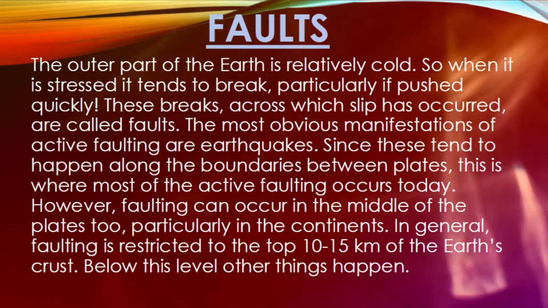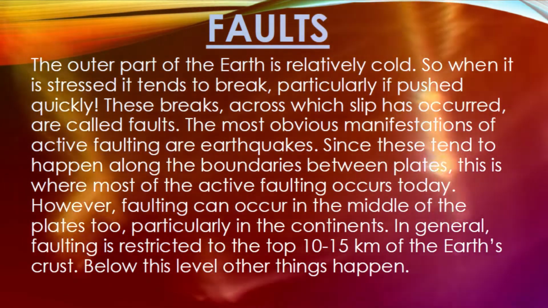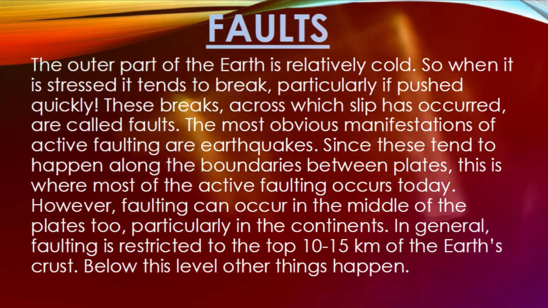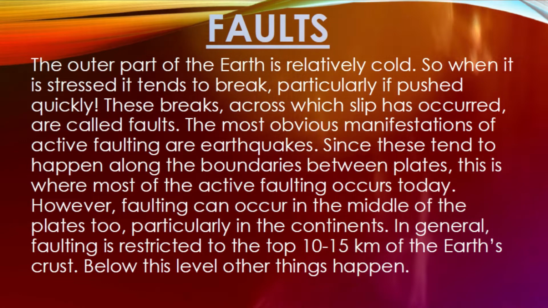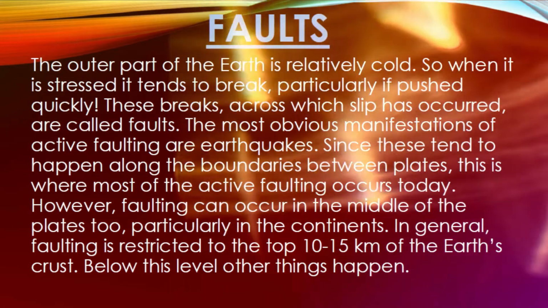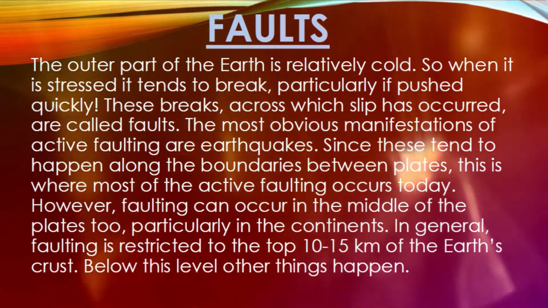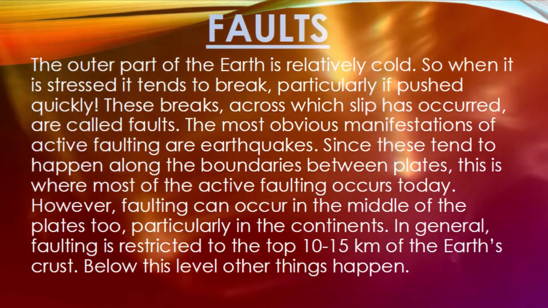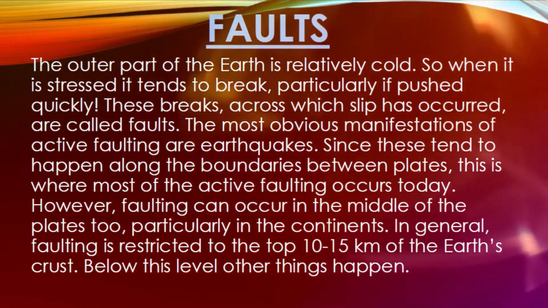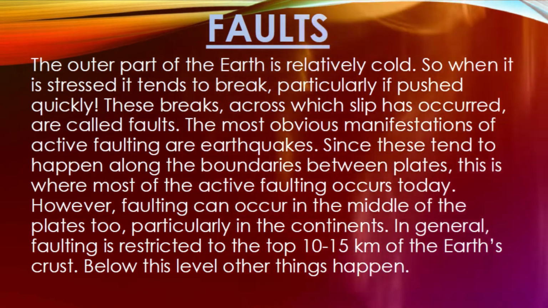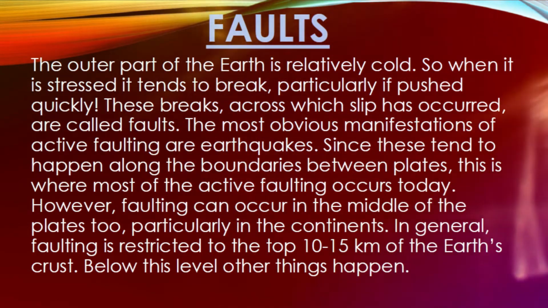Now we discuss the faults of earthquakes. The outer part of the Earth is relatively cold. So when it is stressed it tends to break, particularly if pushed quickly. These breaks, across which slip has occurred, are called faults. The most obvious manifestations of active faulting are earthquakes. Since these tend to happen along the boundaries between plates, this is where most of the active faulting occurs today. However, faulting can occur in the middle of the plates too, particularly in the continents. In general, faulting is restricted to the top 10-15 kilometers of the Earth's crust. Below this level other things happen.